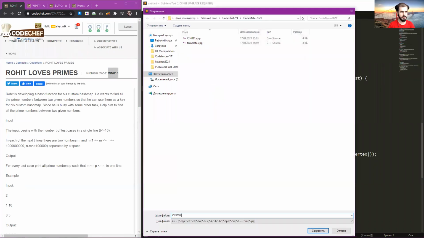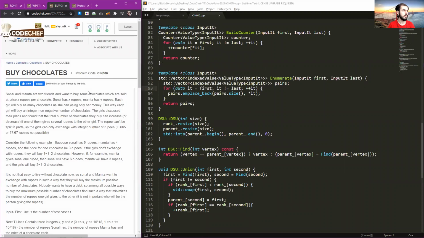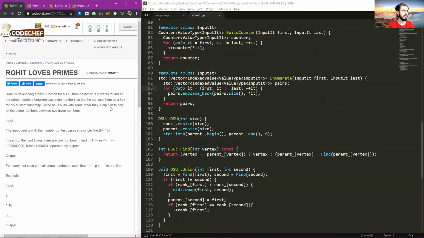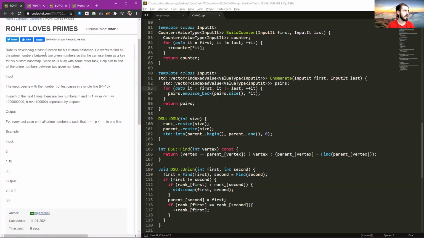Oh, so we did not start apparently with the first problem. Did we start with the last problem or what? Okay, repeat loss primes, develop a hash function for a custom hash map. Okay, select a random prime modulo, we will be good. Find prime numbers between two given numbers. Okay. Whoa, wait, it's too much.